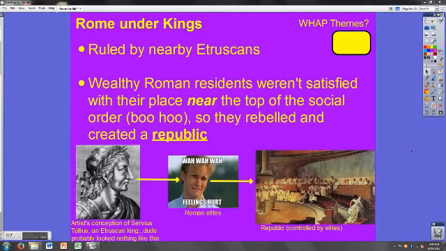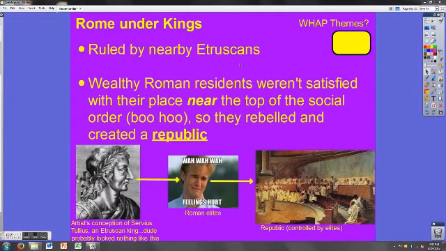Okay, so real quickly and in one slide, let's talk about Rome as a kingdom. That time period lasted about 200 years or so, from the 700s to the 500s, and Rome was ruled by the Etruscans, who we just talked about on the last slide, the same folks who gave Rome some really heavy linguistic influences. While some people were okay with Etruscan kings, the wealthiest, most powerful Roman residents, the Roman elite, weren't satisfied with not really being on top of the social order.